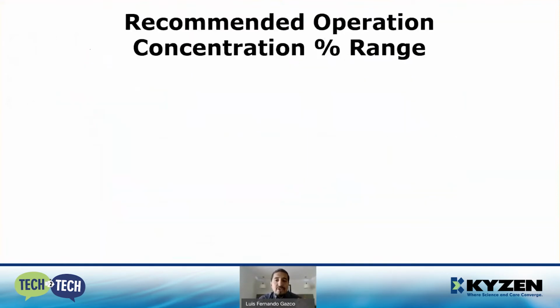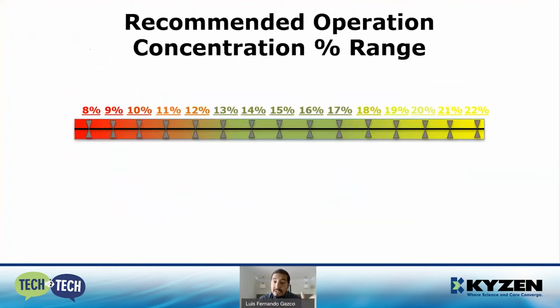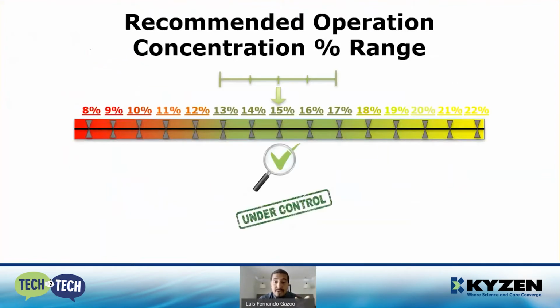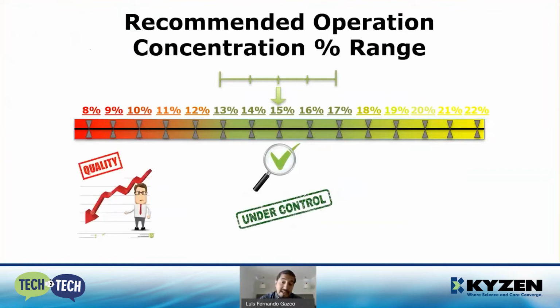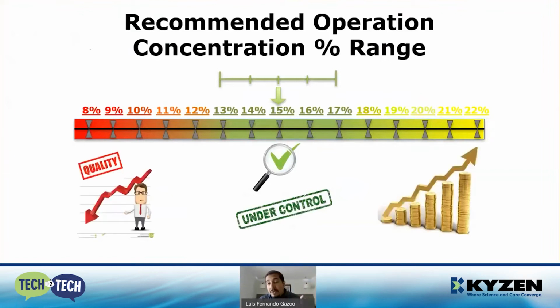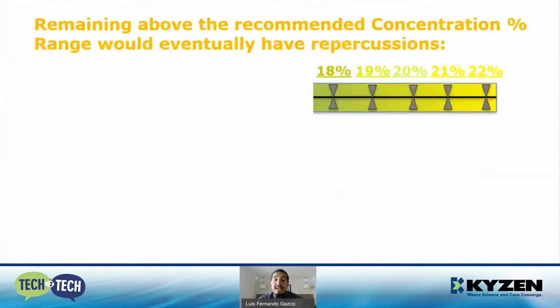Your cleaning agent supplier should have provided you with the recommended concentration percentage range. We advise you to follow this recommendation. Failing to do so will eventually have negative consequences in your process, impacting cleaning quality or the overall process cost of your operation. If you are above the percentage range, you could be facing some or all of the following issues.